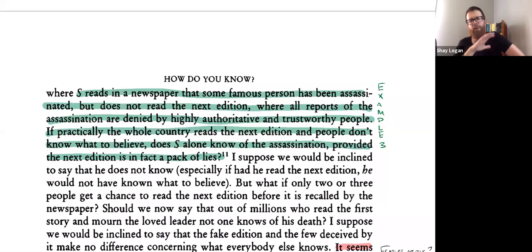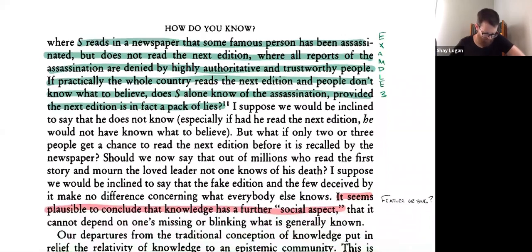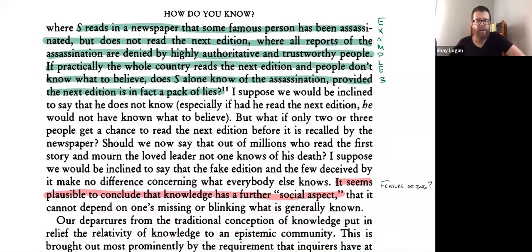And so these are all problems with Sosa's account of knowledge so far. He gives us an account of knowledge, but then there are these three weird cases where, according to Sosa's account so far, we do have knowledge, but it seems that we shouldn't. And the way he proposes solving it is by adding this social aspect to knowledge. And we'll get into that in a little more detail in the next video.